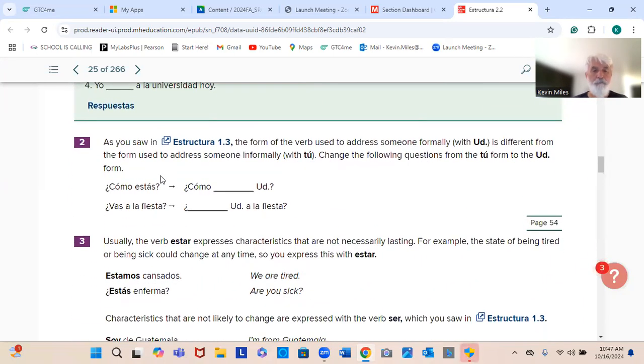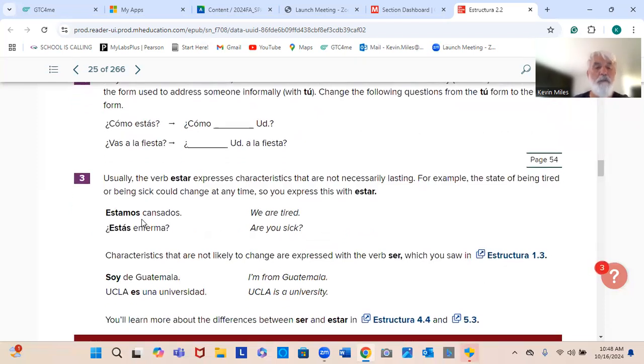Let's look at section 2 here. As you saw, the form of the verb used to address someone formally is different from the informal tú form. As we just discussed, ¿Cómo estás? How are you? That's the tú form. ¿Cómo está usted? With ir, ¿vas a la fiesta? Are you, informal, going to the party? Or ¿va usted a la fiesta? Are you, formal, going to the party?